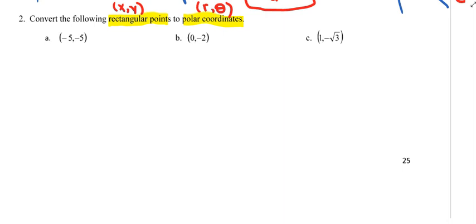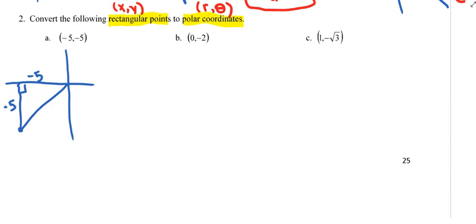Number 2 says convert a point -5, -5 to polar. My approach for this is going to be just like my approach was when I was converting in the other direction. I'm going to start by going ahead and plotting that point. So -5, -5 is going to put us in quadrant 3, where I've moved 5 units to the left of the origin and then 5 units down.